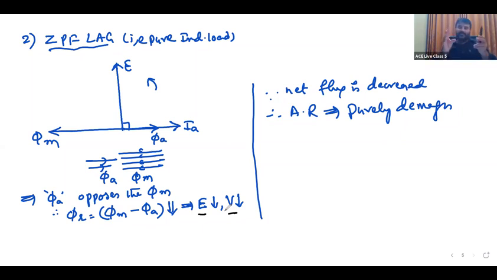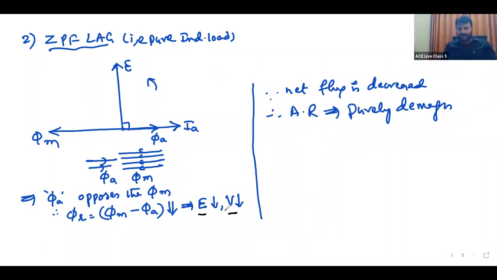Okay. An alternator supplying lagging power factor loads: due to demagnetization, net flux decreases and EMF decreases. So for lagging power factor loads, a voltage drop takes place. How is this voltage drop compensated? By increasing the field current. If you increase the field current, the voltage will increase again. So the conclusion is, an alternator supplying lagging power factor loads is generally overexcited. Overexcited means more field current is required to maintain the rated terminal voltage.